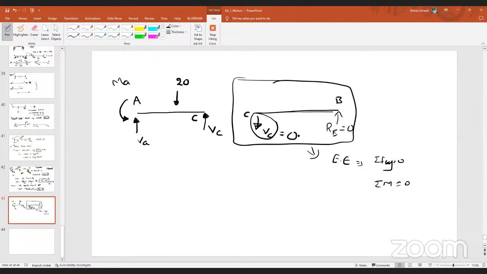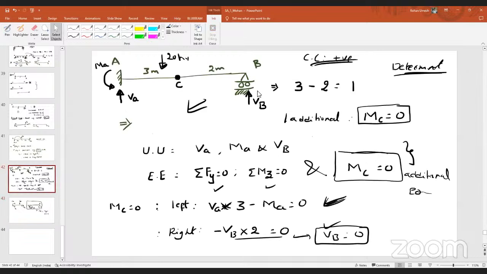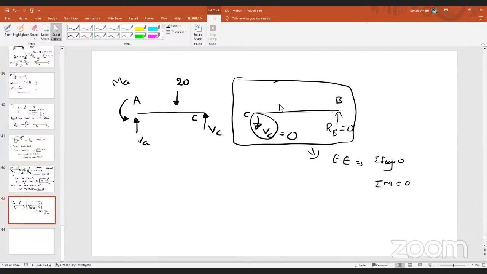That means this member CB, is it taking any force? No, sir, it is not taking any force. If it is 0, then what about this value? That is also 0. So if I read simply VA, MA, and there will be some force here, 20.